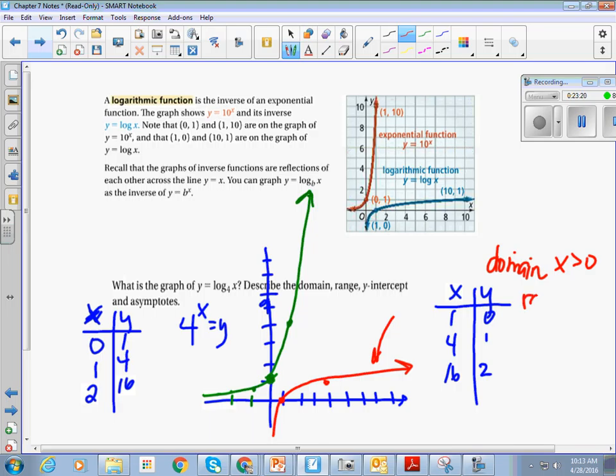Our range, so let's look at our outputs. When I am down here, I can input negative numbers all day into my inverse function. So remember, the domain of the inverse is the range of its buddy. So I can input any number I want here. There's no restriction on what exponent I can put in. So the range is all real numbers.